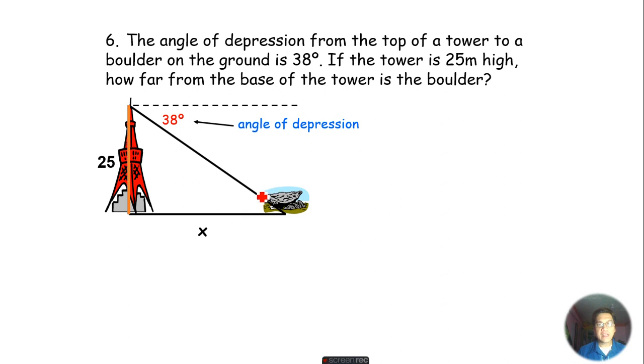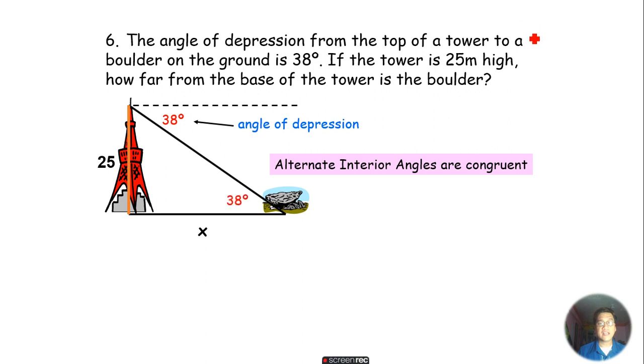Now, how are we going to solve this? We already have the right triangle here. We have the unknown, and we have here the 25. Now, what is the measure of this angle? Since this is the angle of depression and this is our angle of elevation, because they are alternate interior angles, we say that they are congruent. Therefore, that also measures 38 degrees.